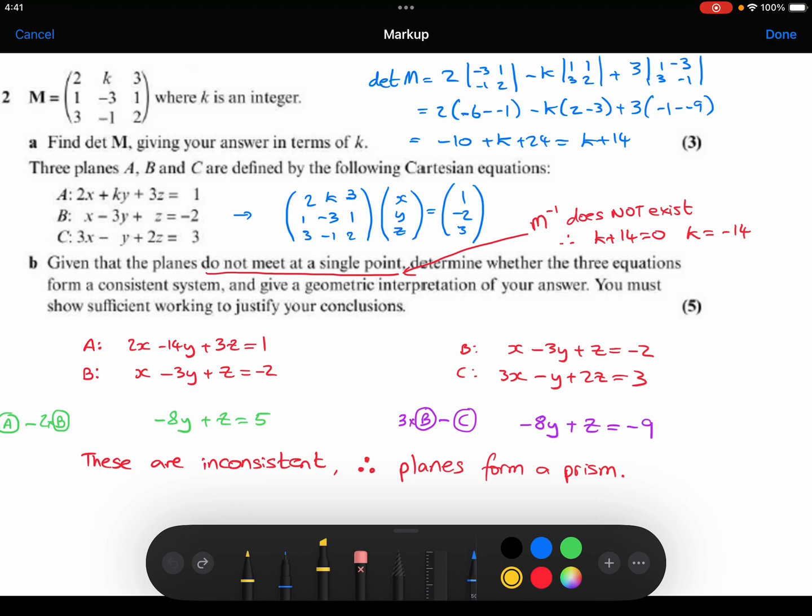Then we've got the k times 1 times 2 minus 1 times 3. Then we've got 3 times 1 times minus 1 minus 3 times 3, which is minus 9. The minus 6 minus minus 1 is minus 5, times by the 2 is minus 10.